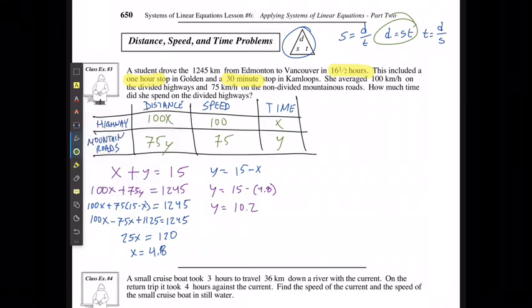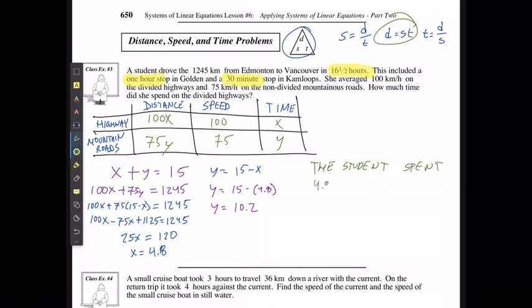So the student spent 4.8 hours on the divided highways.